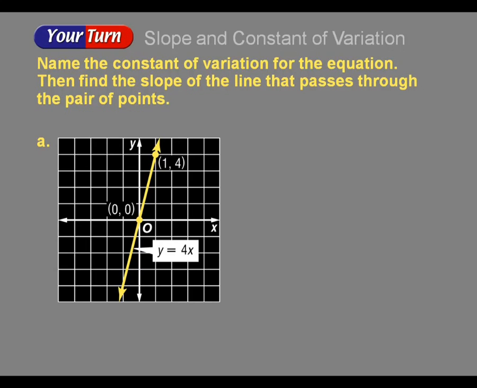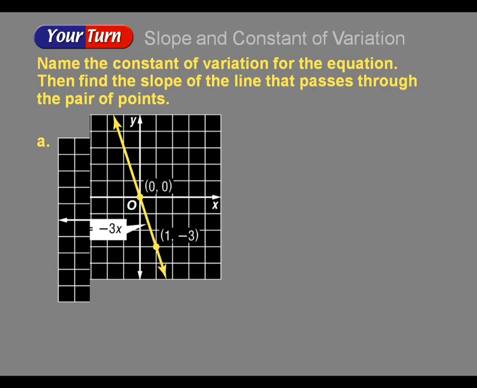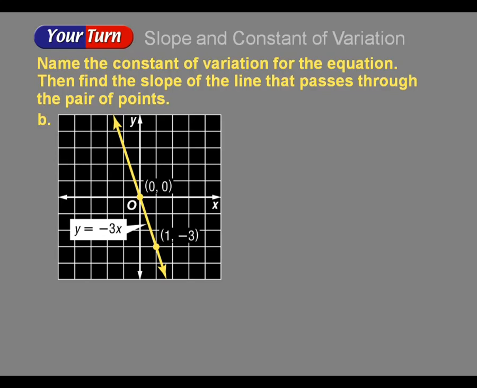This one, the constant variation slope would obviously be positive 4, right? Because that's the number in front of the x. That says you go up 4 and over 1. That's the same thing as going down 4 to the left 1, because that's a negative over a negative. There's a negative 3x. We just did one like that. The slope is negative, so it's a downhill line. That says you go down 3 to the right 1. Again, negative 3 is both the slope and the constant of variation. They're the same thing.